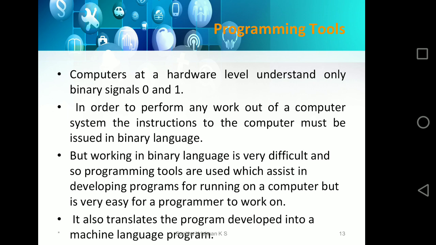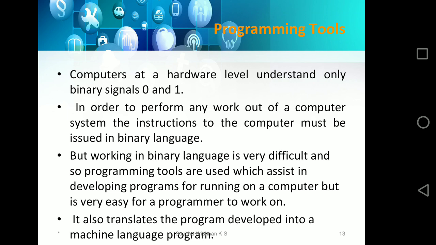So if the machine has to understand anything, it should be given in ones and zeros. Of course, the user is not aware of writing this in ones and zeros. So there should be somebody to translate the language that the user knows to the system. For that we use the programming tools.